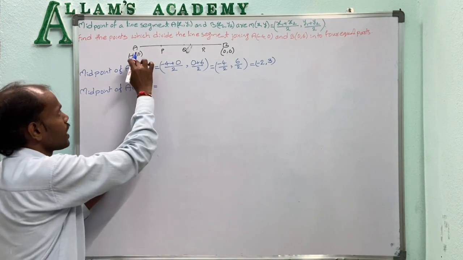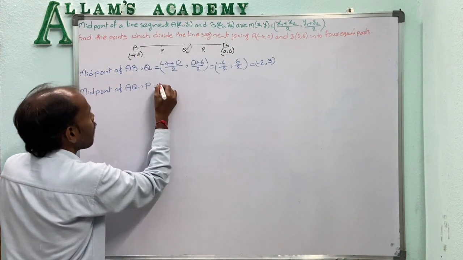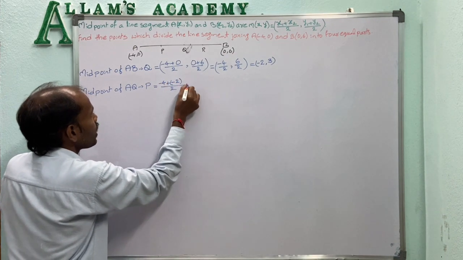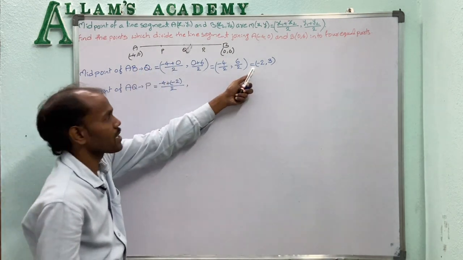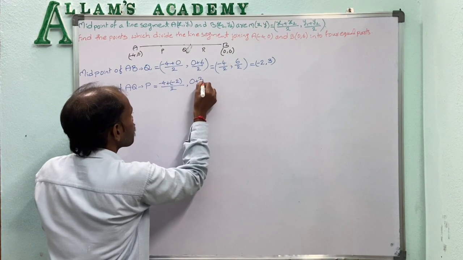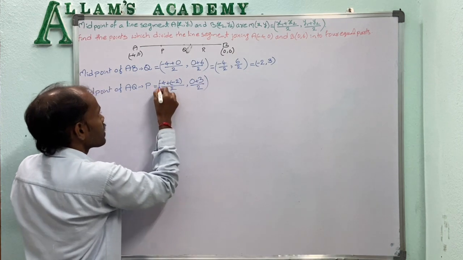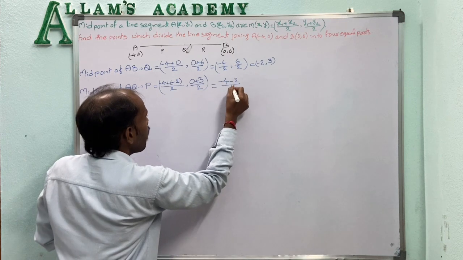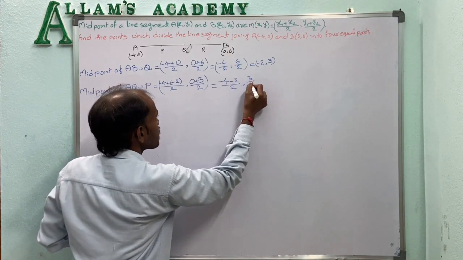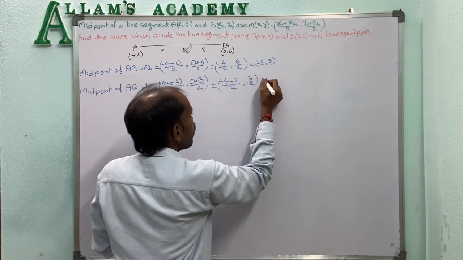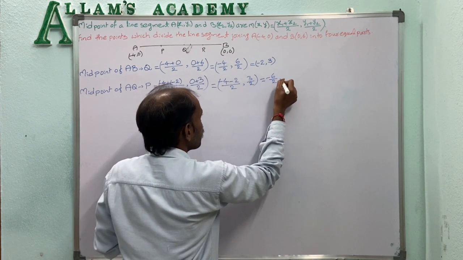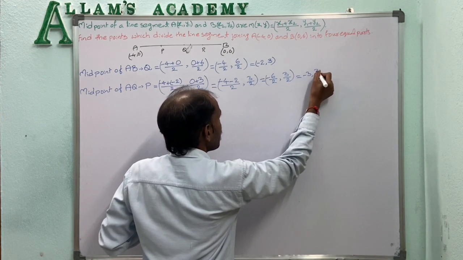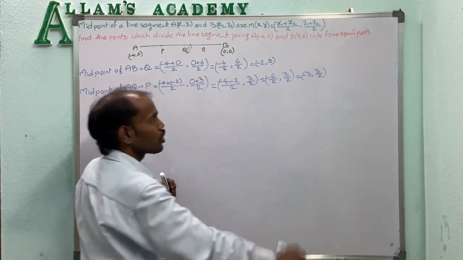That is (x1 plus x2) by 2, (-4 plus -2) by 2, and (y1 plus y2), (0 plus 3) by 2. So plus into minus is minus. So (-4 - 2) by 2, and 0 plus 3 is 3 by 2. Minus 4 minus 2 is minus 6 by 2, comma 3 by 2. Minus 6 by 2 is nothing but minus 3, comma 3 by 2.